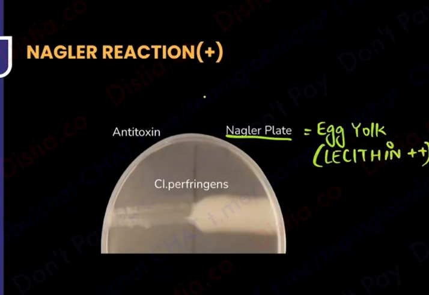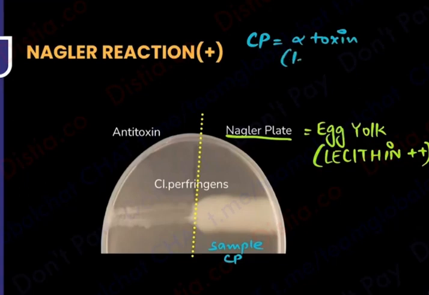So what I've done, I've divided this culture media into two parts, because over here I'm going to put the sample of the patient. As soon as I put the sample of Clostridium perfringens, we all know that Clostridium perfringens has alpha toxin, and I told you alpha toxin has lecithinase property, and that lecithinase is basically now, will it break?